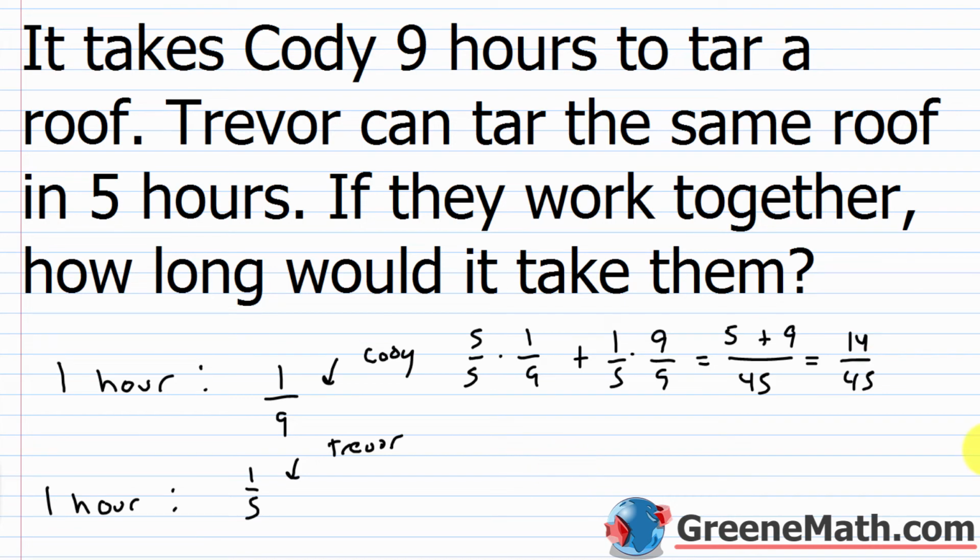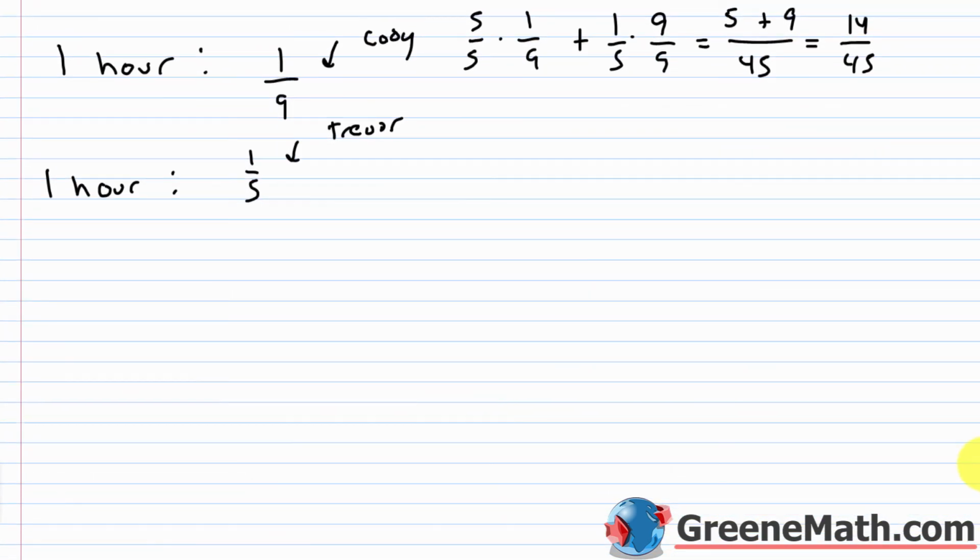So if I scroll down just a little bit, let's get a little room going, we could say that in 1 hour, 14 over 45, this amount of the job is completed if they work together. So in 1 hour, 14 45ths of the job is complete.